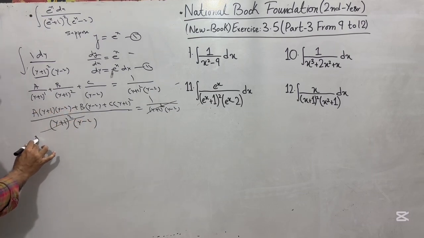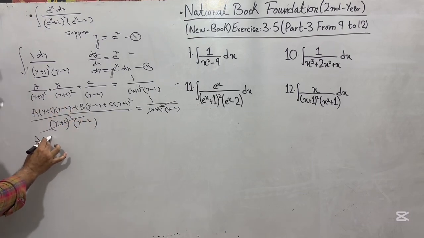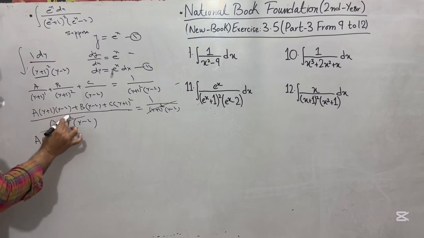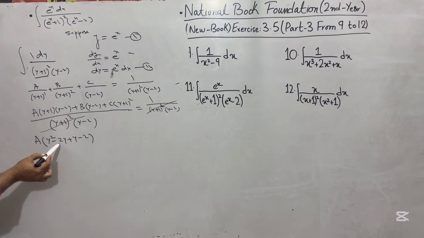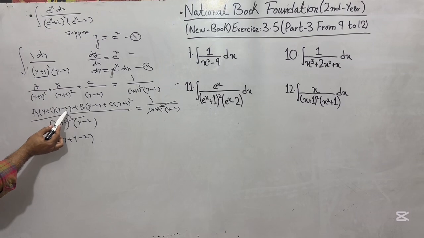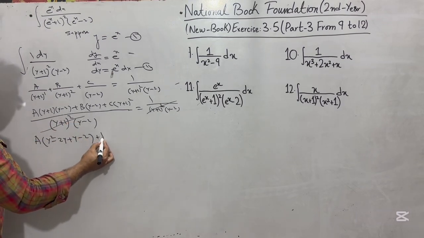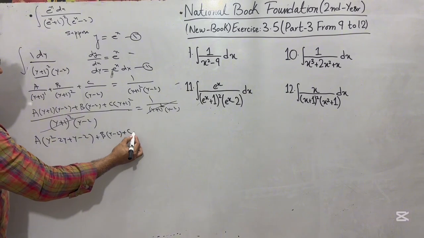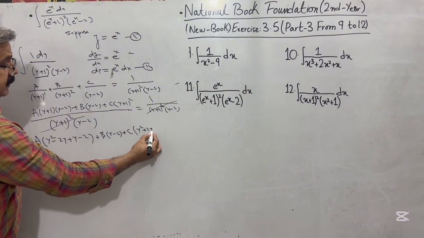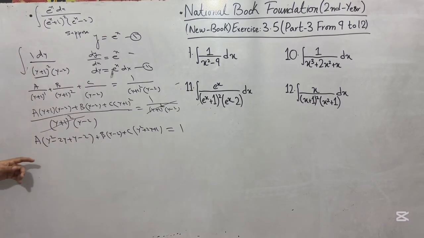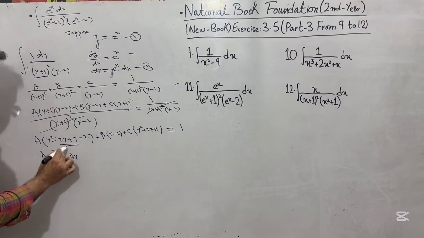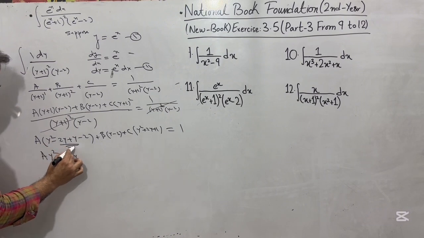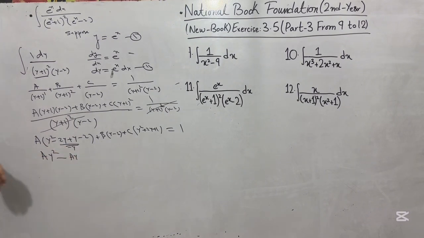Just multiply and compare. It will become y square minus 2y plus y minus 2. Multiplying y times y square, y times negative 2, 1 times y, 1 times negative 2, it's negative 2. Then B times y minus 2, plus C times y square plus 2y plus 1, is equal to 1. Minus 2y plus y will become negative y. So I have A y square minus A y.